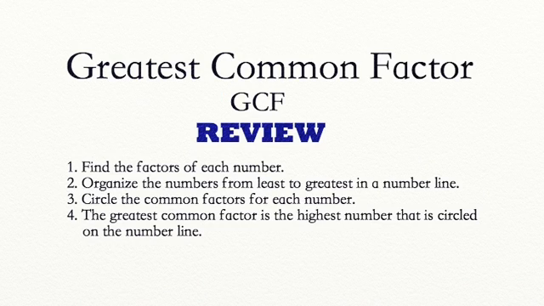Let's go ahead and review the steps for finding the greatest common factor. Step 1, find the factors for each number. Step 2, organize the numbers from least to greatest in a number line. Step 3, circle the common factors for each number. And step 4, the greatest common factor is the highest number that is circled on the number line.